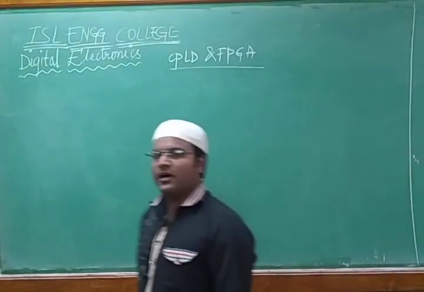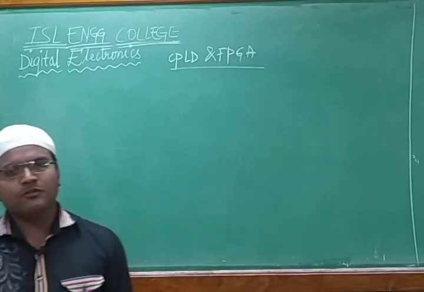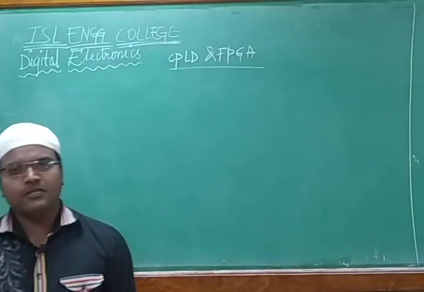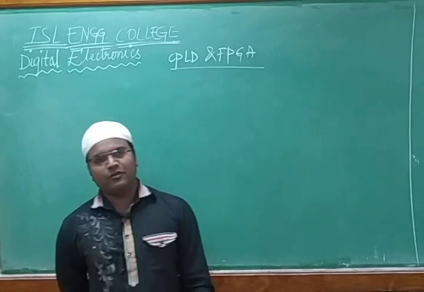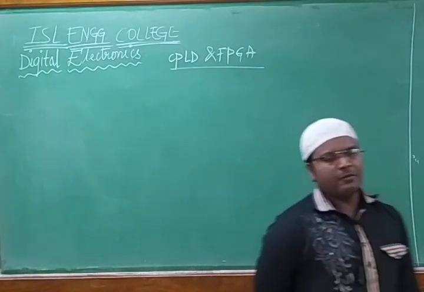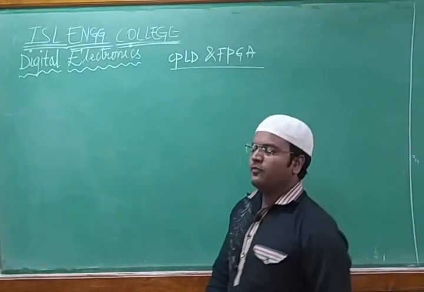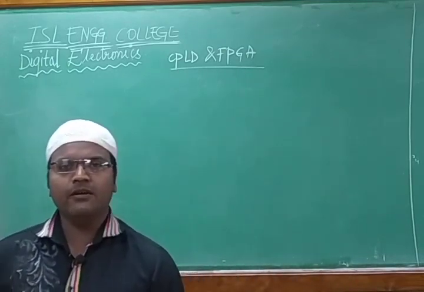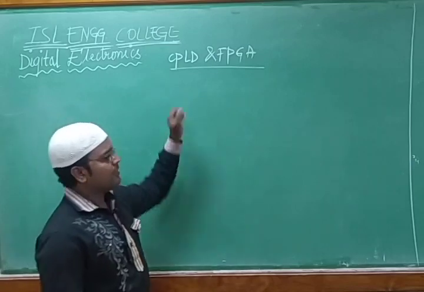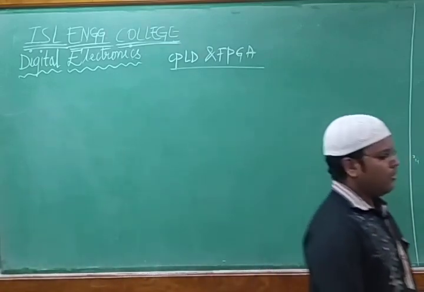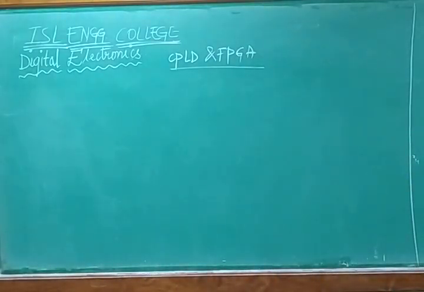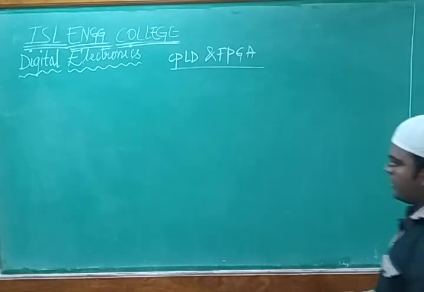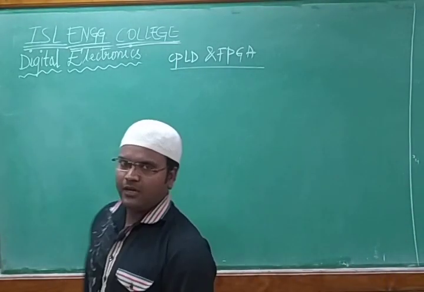In the previous class, I discussed the concepts of programmable logical devices. In that we have seen three types of it. One is the simple programmable logical devices. Second would be the complex programmable logical devices. Then we will be having FPGA, which is also one of the types, considered to be the field programmable gate arrays. So these three things we are going to see in today's class.